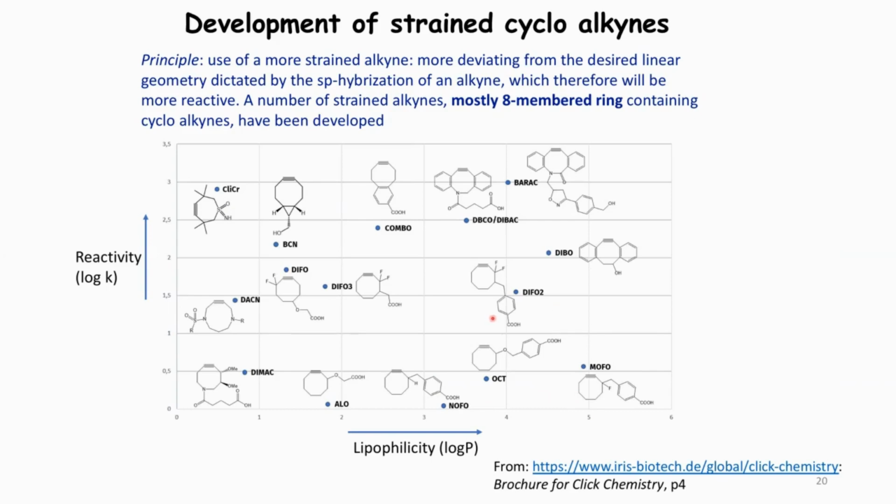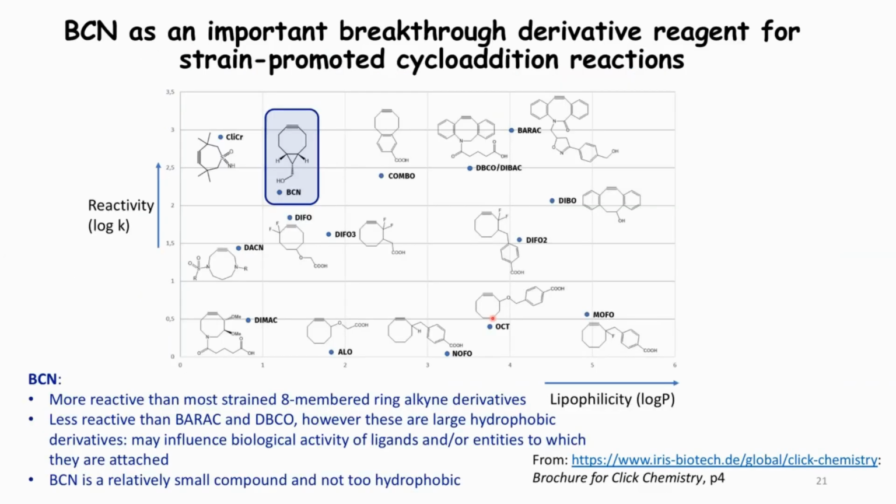Now, one of the breakthrough reagents, in my view, is also BCN. You can really see it's more reactive than most of the 8-membered ring alkyne derivatives. It's less reactive than the most reactive, BARAC and DBCO. But one has to realize that these contain large hydrophobic parts, which really can affect the properties of ligands which are being attached to these moieties. The beauty of BCN is that it's a relatively small compound and not too hydrophobic, although it's less reactive than BARAC and DBCO.